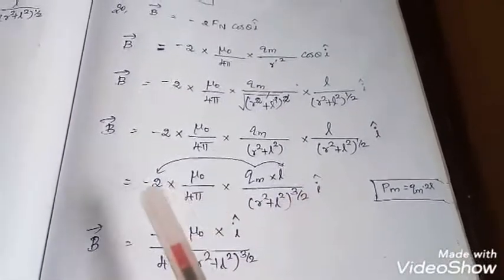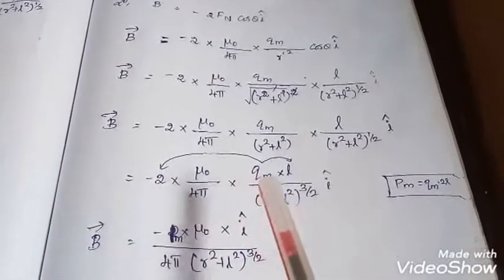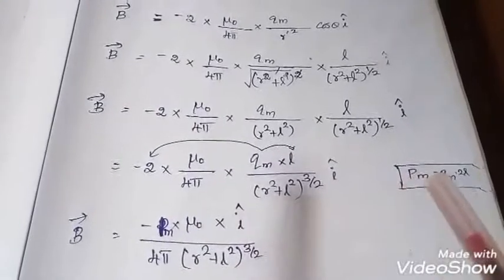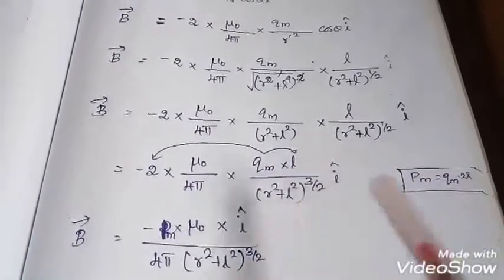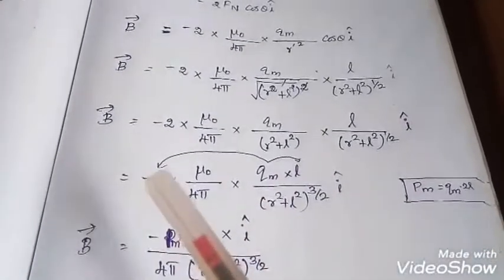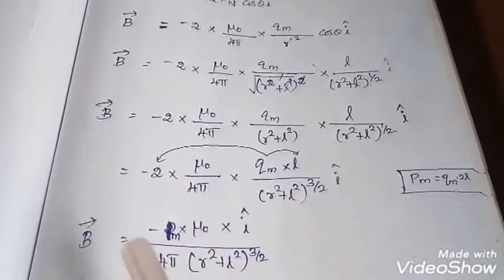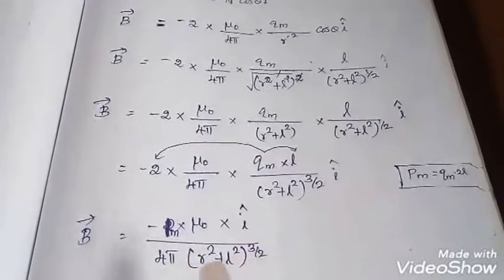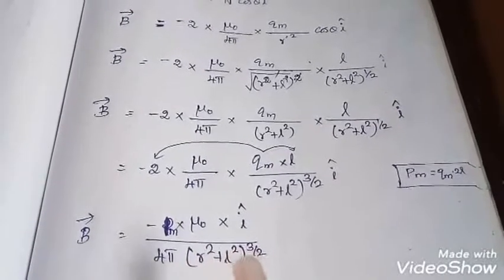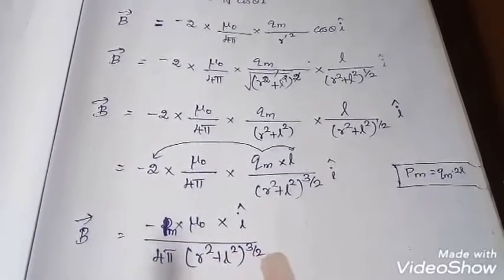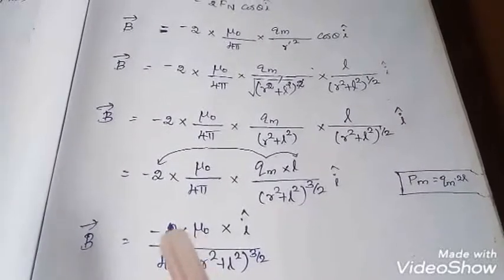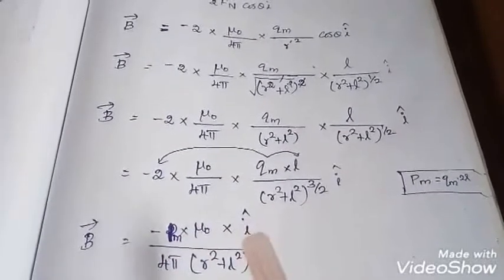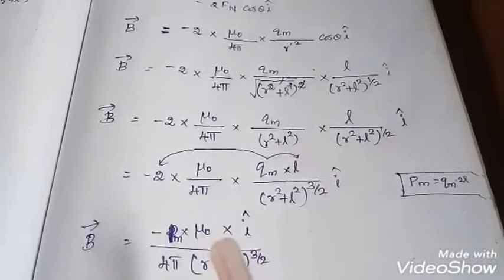Next step we use the dipole formula. Dipole formula is Pm equals Qm into 2L. So we change the term into minus Pm into mu naught into i cap divided by 4 pi (r squared plus L squared) the whole power 3 by 2, and we change the term Pm into i cap into Pm vector.